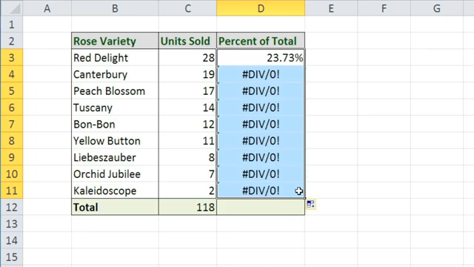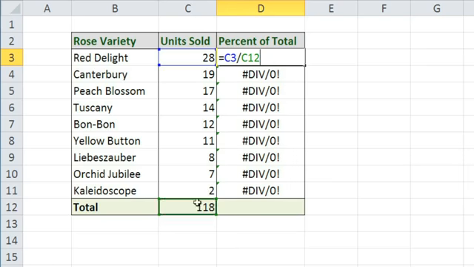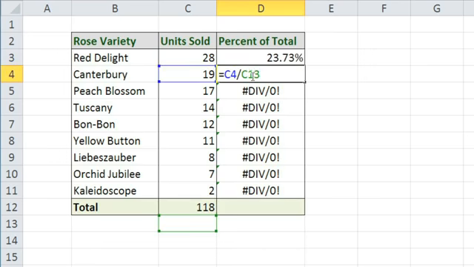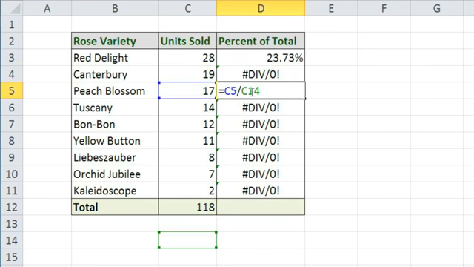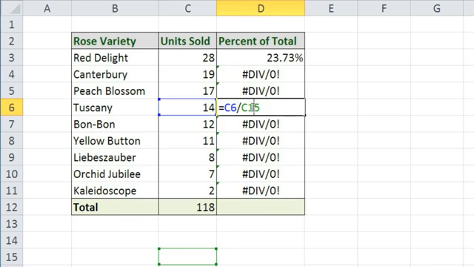But wait a minute, that doesn't look right at all. The first one's right because it's dividing by C12, which is our total. But as we go down the list, you can see that the cell reference is moving into these empty cells, which is not what we want. We want it to stay frozen on C12 for all of these formulas. And to do that, we'll need to use an absolute reference.